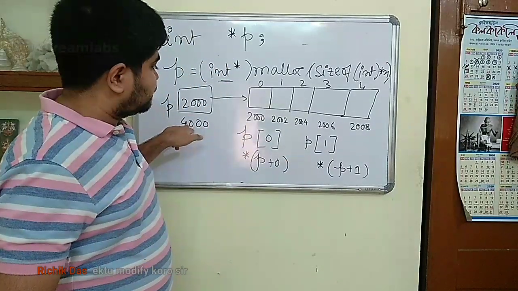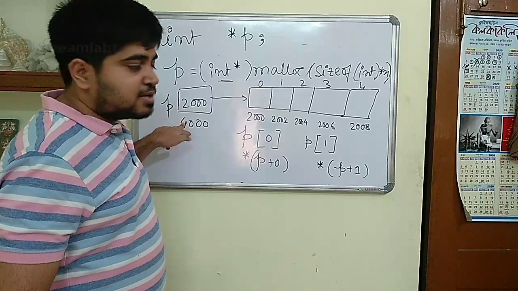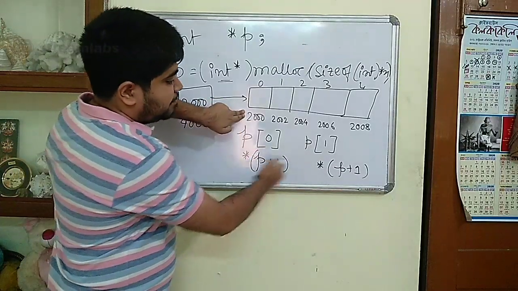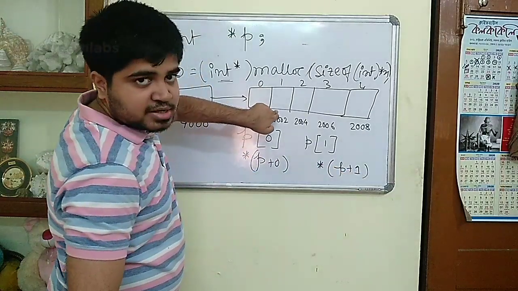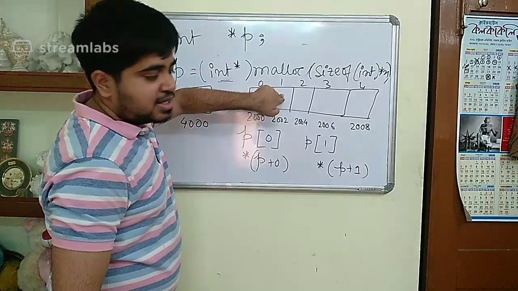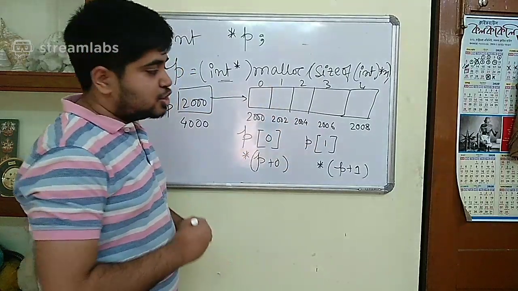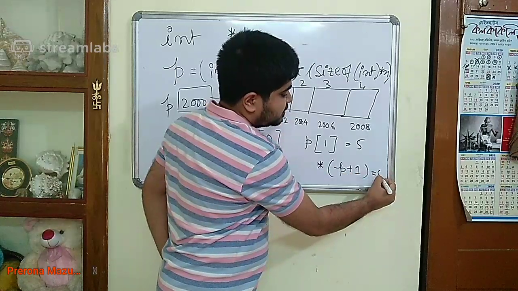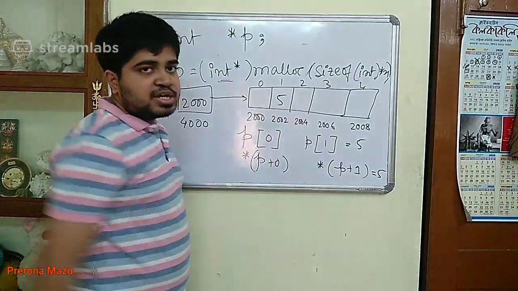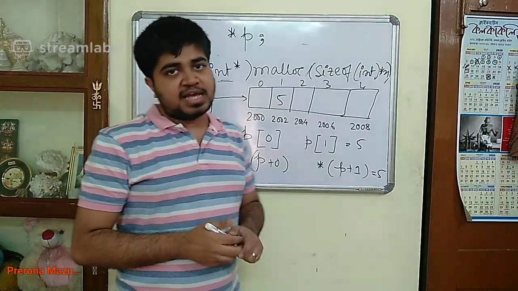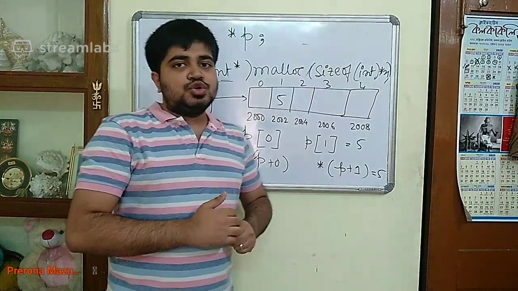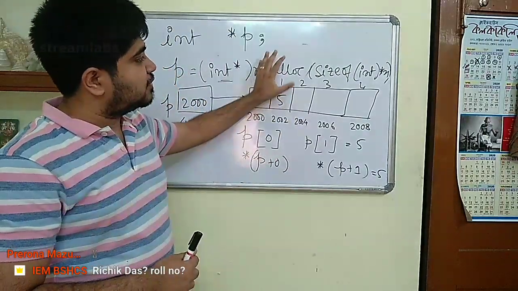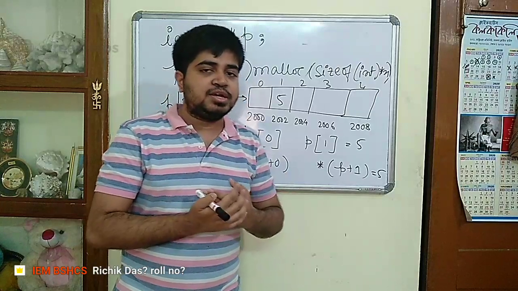P's address is 4000, but P's content is 2000. P is standing here. P plus 1 is over here. Star of that is inside this. Again, P of 1 is this. So writing P of 1 is equal to 5 and writing star of P plus 1 is equal to 5, both will do the same job, as I have said in the class. So this is pretty much the usage of the malloc function for allocating memory during runtime.